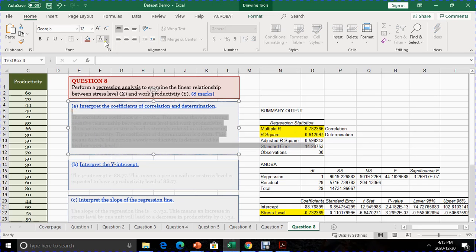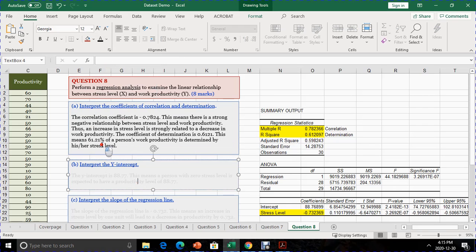So let's take a look at the interpretation. The correlation coefficient is negative 0.7824. This means there is a strong negative relationship between stress level and work productivity. Thus, an increase in stress level is strongly related to a decrease in work productivity.